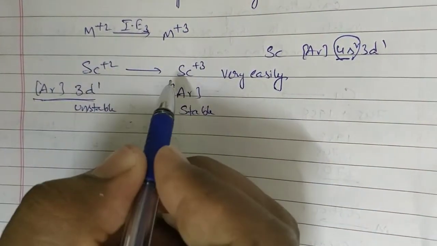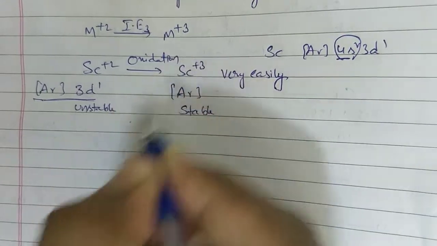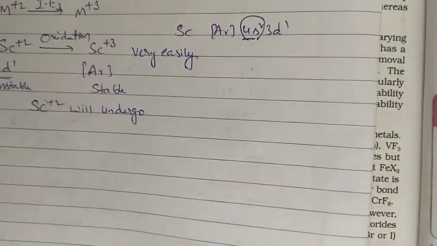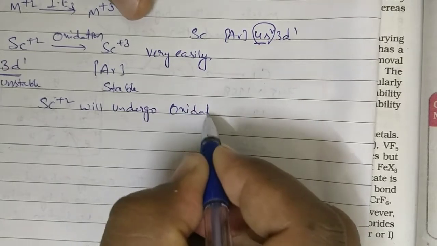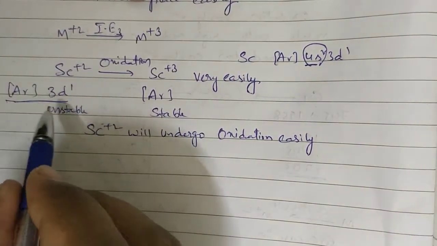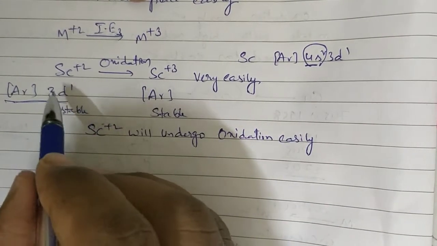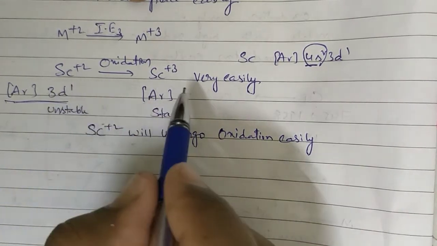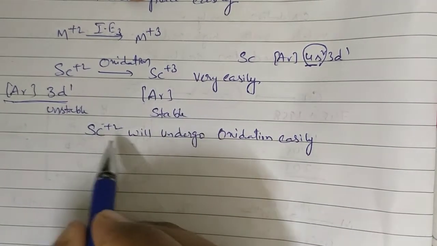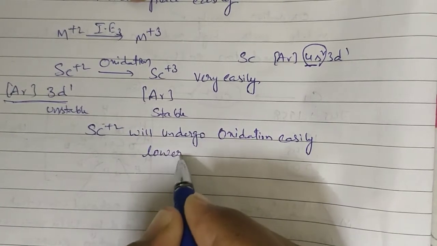Which process is this? Sc+2 to Sc+3, it should lose an electron, meaning oxidation. So Sc+2 will undergo oxidation easily. This is according to the electronic configuration we confirmed. Sc+2 has the unstable configuration argon 3d1. Sc+3 has the stable argon configuration. So by losing one electron, it gets stability, so the process will take place easily. Sc+2 will undergo oxidation easily. If it undergoes oxidation easily, it has a lower reduction potential value.